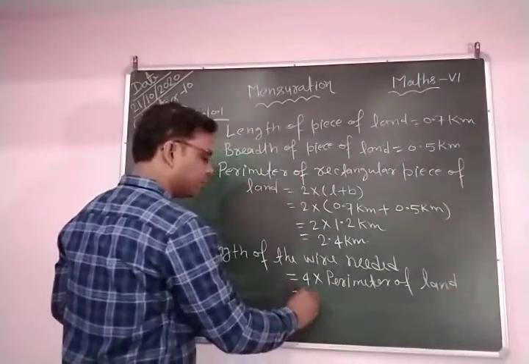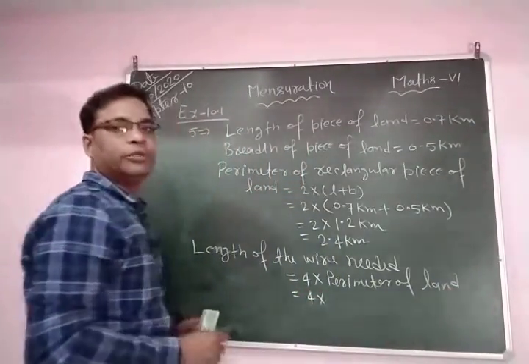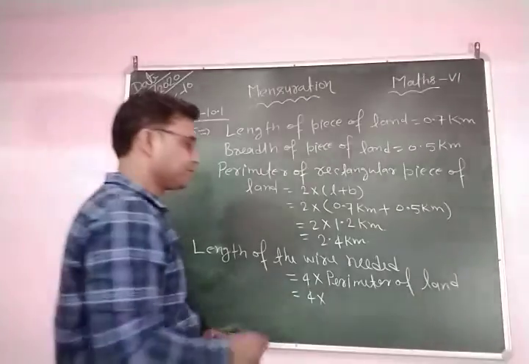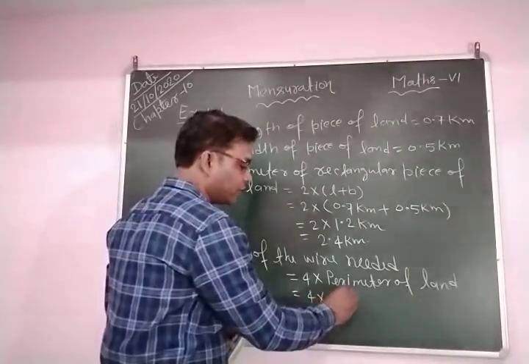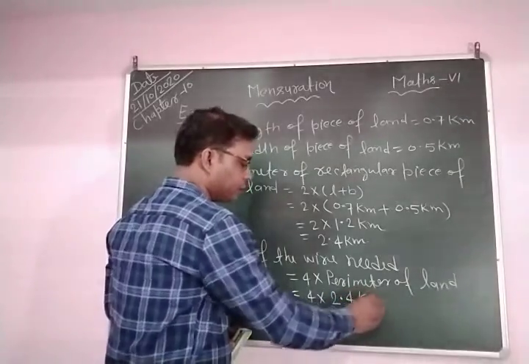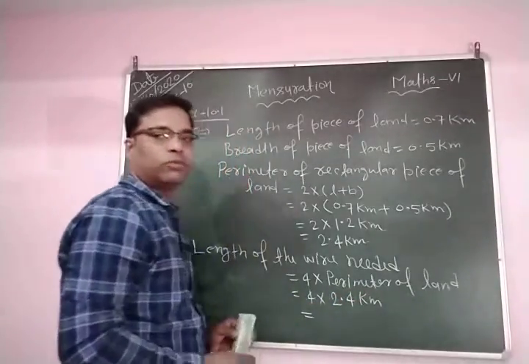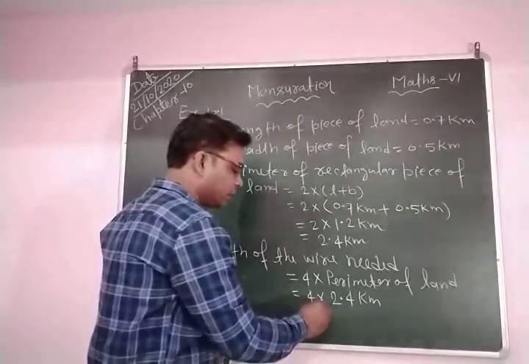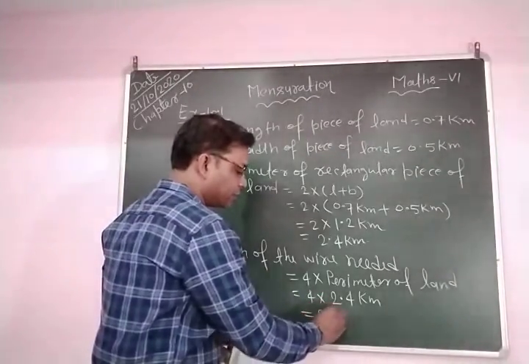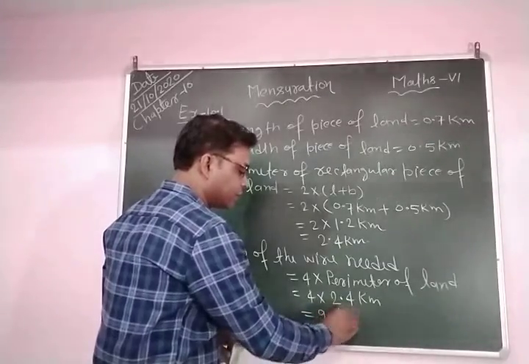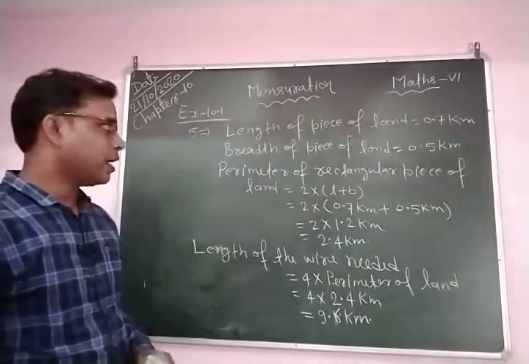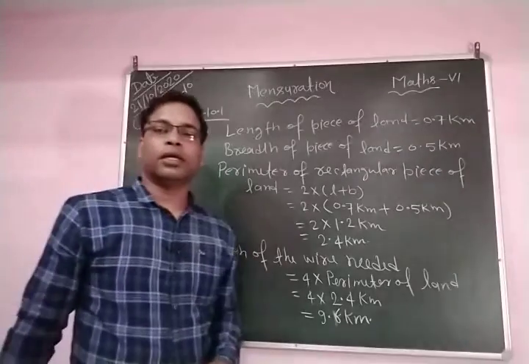Okay, so 4 into the perimeter of the rectangular piece of land. We found the perimeter here as 2.4 kilometers. So you can write 2.4 kilometers. This is equal to, if you multiply 2.4 by 4, then you obtain 9.6 kilometers. Okay, 9.6 kilometers. So students, I hope all of you understood this question.